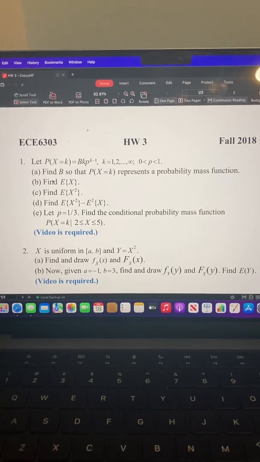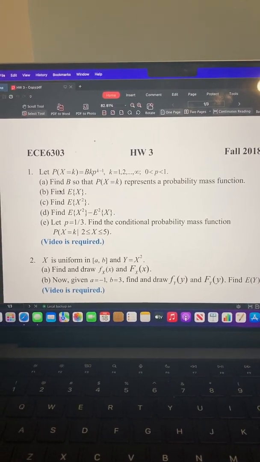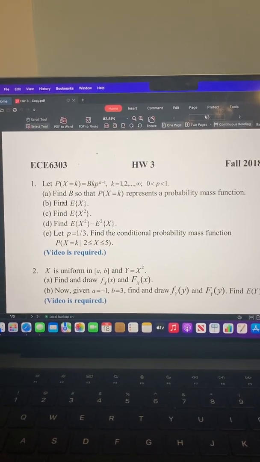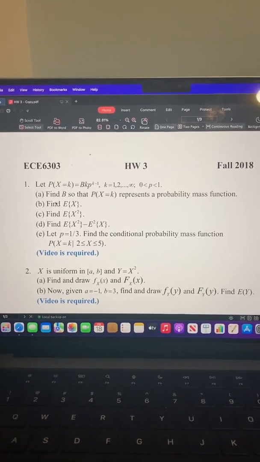In question 2, we have said that x is uniform between a and b and y is given as x square. So in part A, we are asked to find and draw the density function and distribution function of x. So let us look at the answer for this.